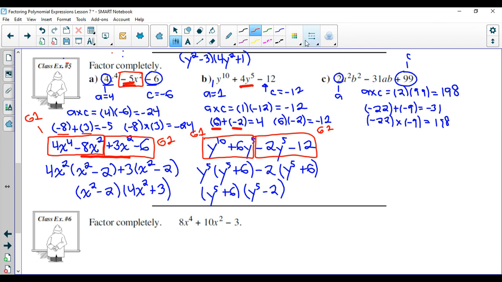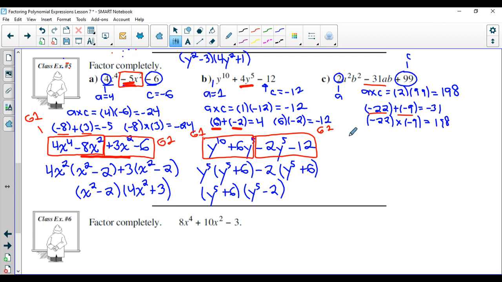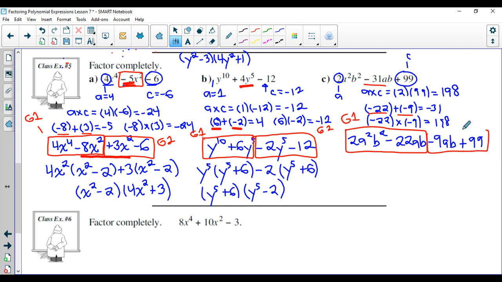Okay, so we're going to take this middle term and break it down into the sum of these two numbers. So when we do that, it would then look like 2a squared b squared minus 22ab minus 9ab plus 99. We're going to go ahead and group these now. So you've got my first group here, call that group number 1. And I've got my second group here, which I'll call group number 2.